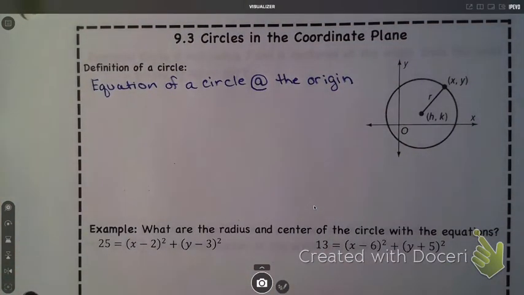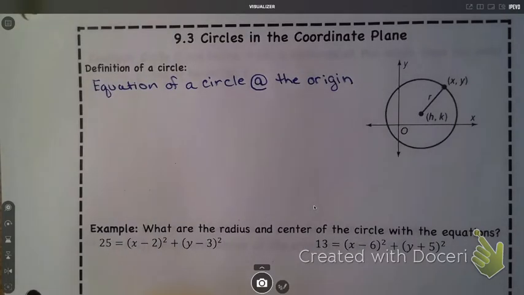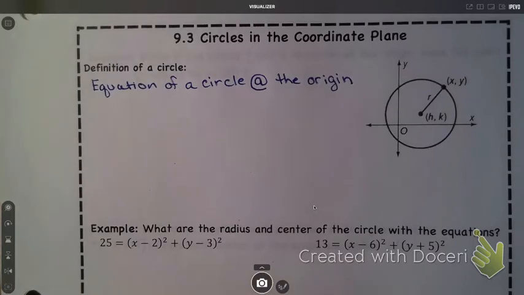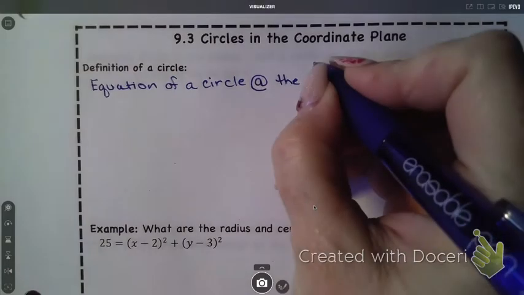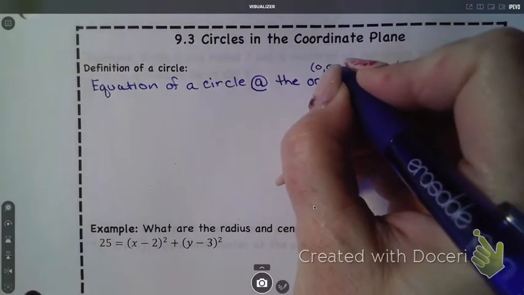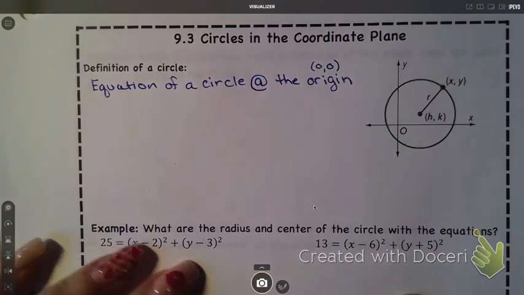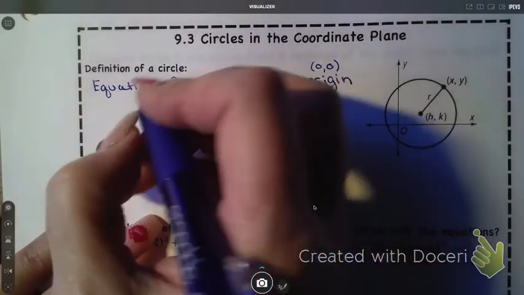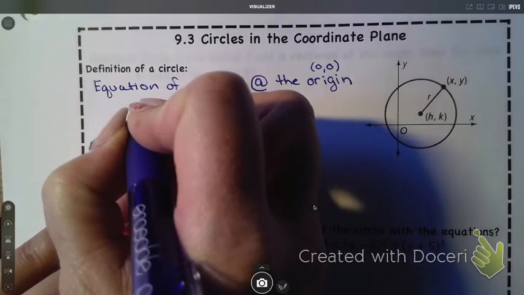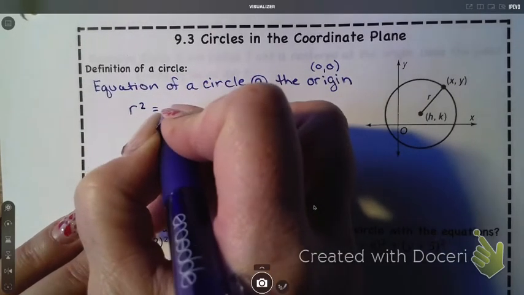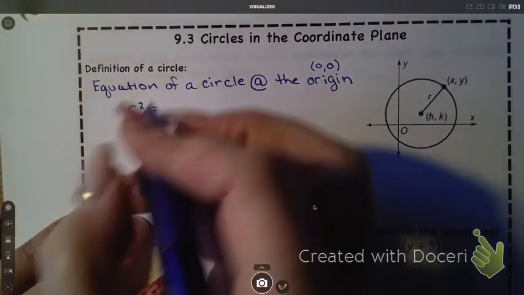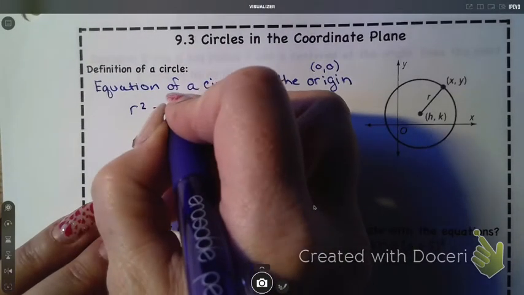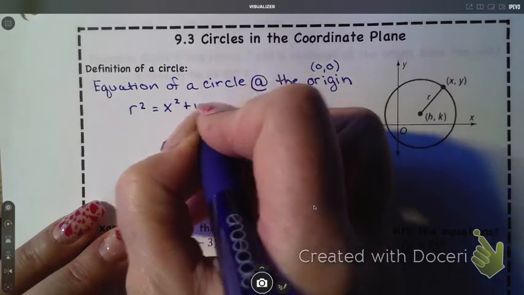Anybody? What is the origin? It's the start, it's the original, it's the middle. It's what coordinate? 0, 0. Okay, so an equation of a circle at the origin would be r squared equals x squared plus y squared.